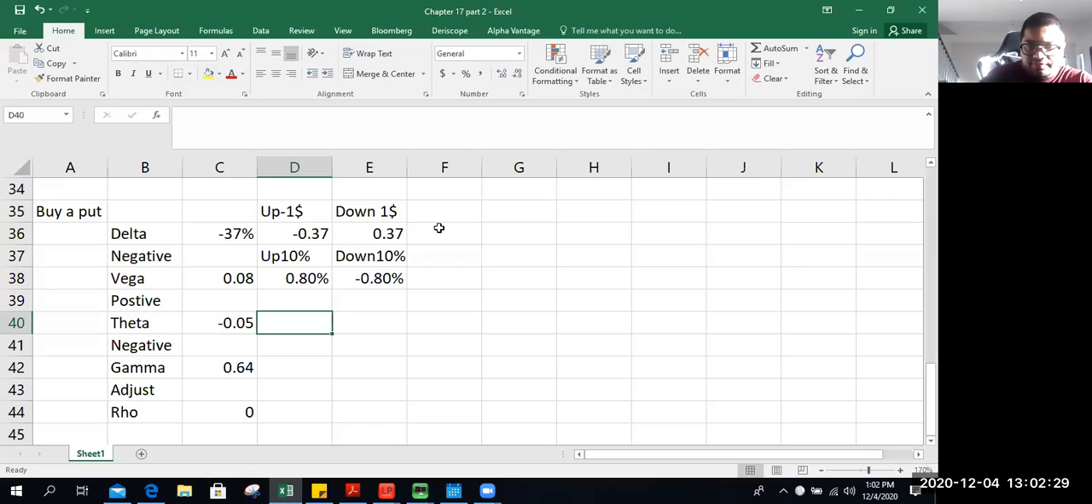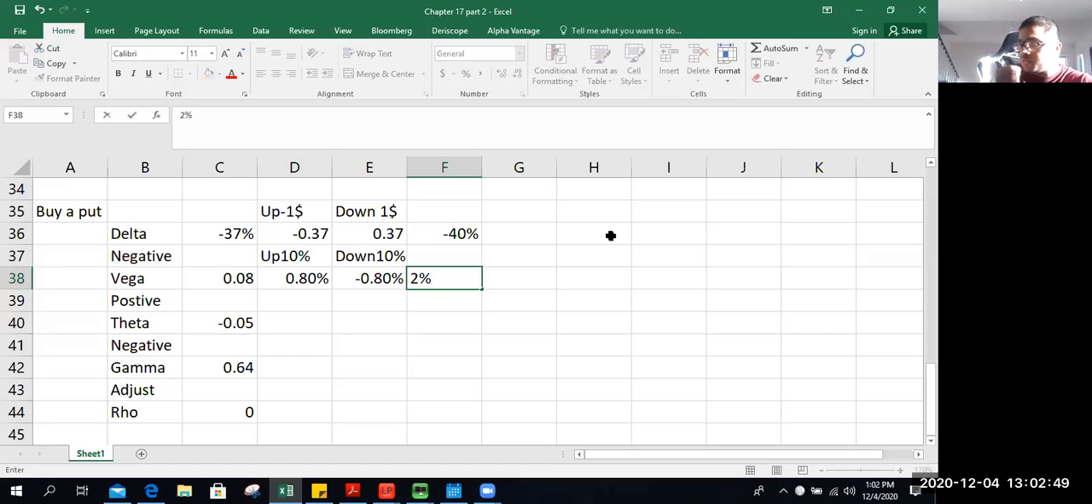Delta is 40% negative. So each dollar move in Cineplex, if Cineplex goes up, I lose 40 cents. If Cineplex goes down, I make 40 cents. So now delta is negative. Vega is 0.02, so 2%. Every time volatility goes up by some amount, your option is going to react 2% of that. Every time volatility goes down, your option is going to react 2% of that. It's positive. So if volatility goes up, option moves up. If volatility goes down, option moves down.